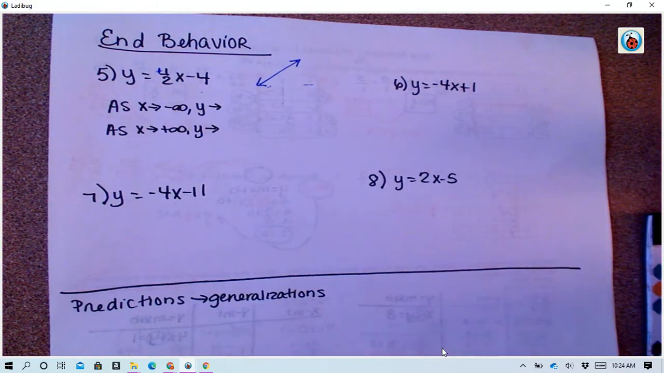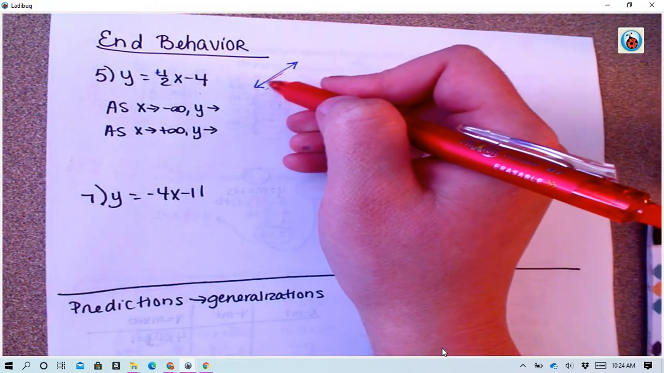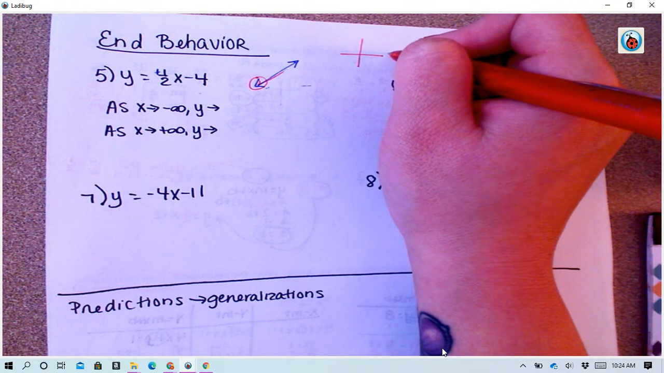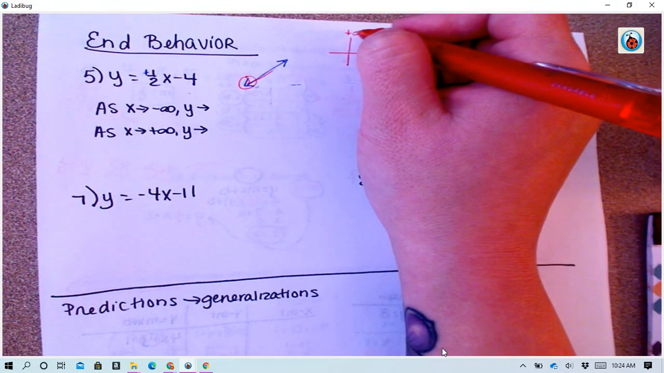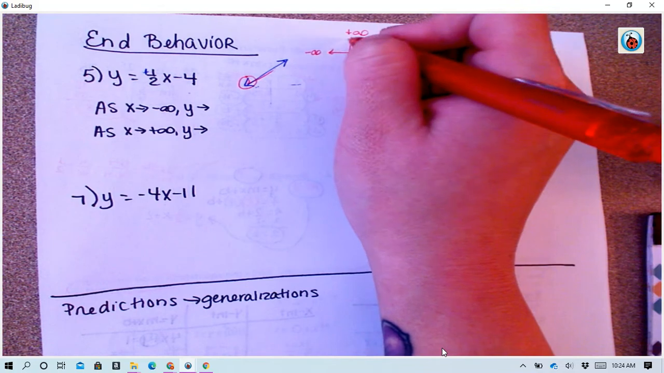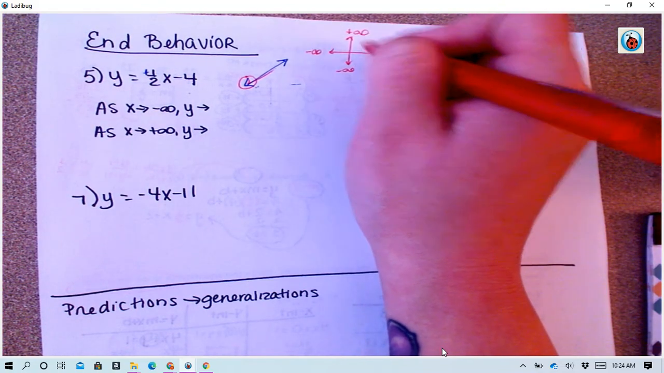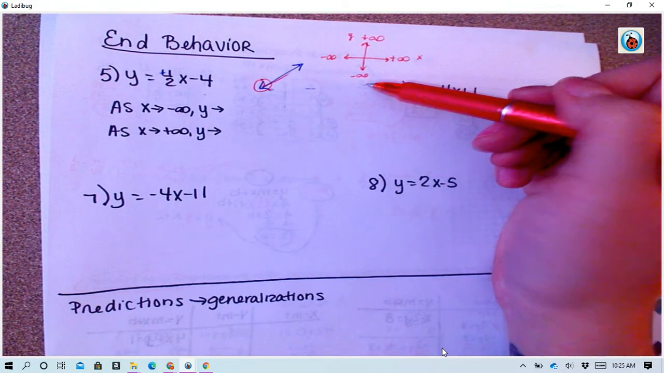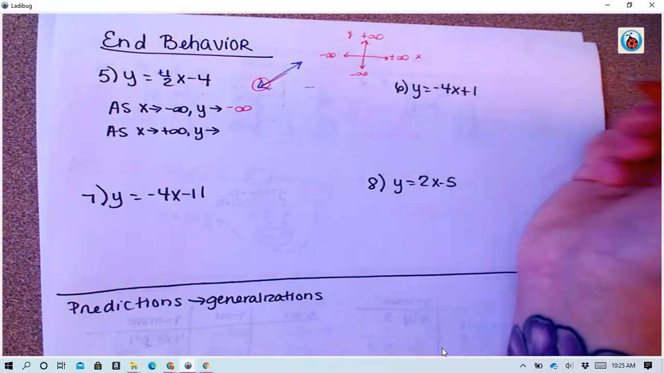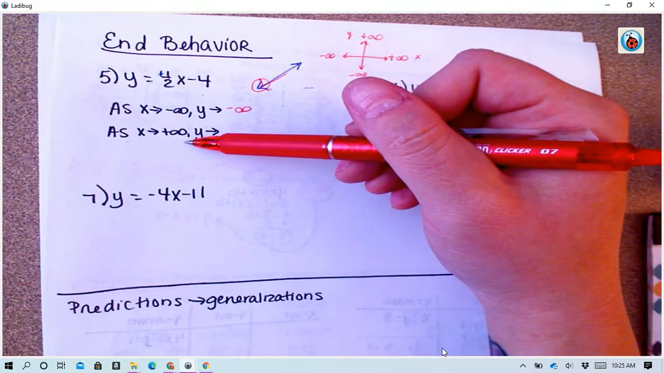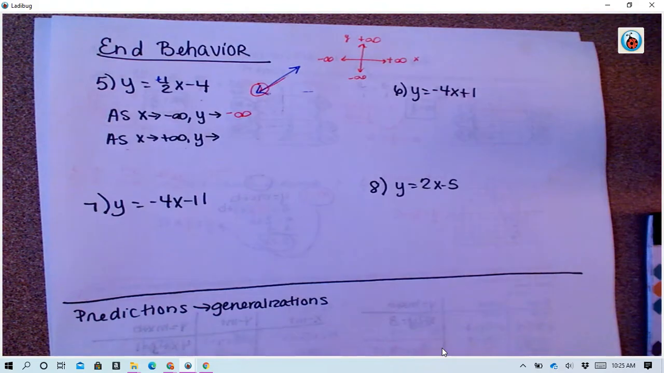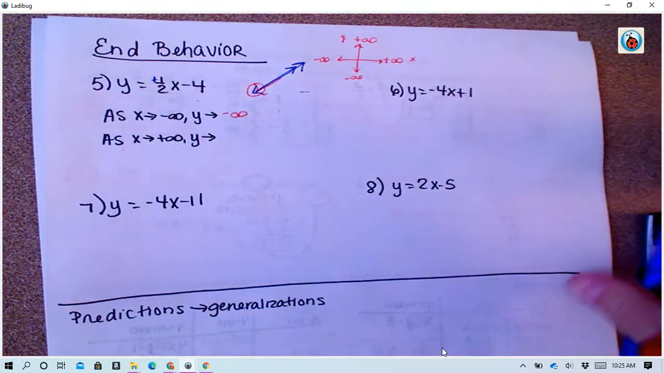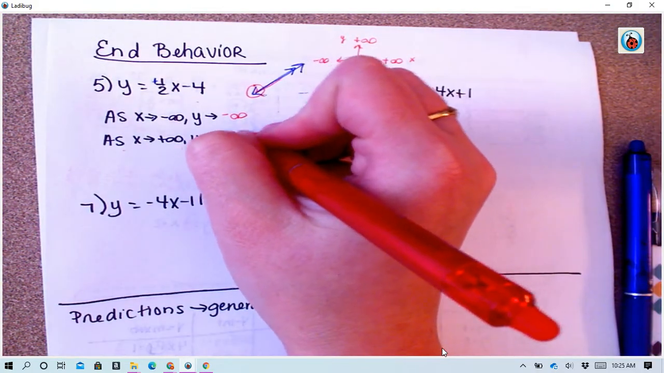So as x goes to -infinity, if you follow your graph left, this arrow points down. You have to remember +infinity to the right, +infinity up, -infinity to the left, and -infinity down. And this is your y and your x. So if your arrow is pointing down, that means your y values are going towards -infinity. As x goes to +infinity, if we follow our line up, your arrow is still pointing up, so that's also going towards +infinity.